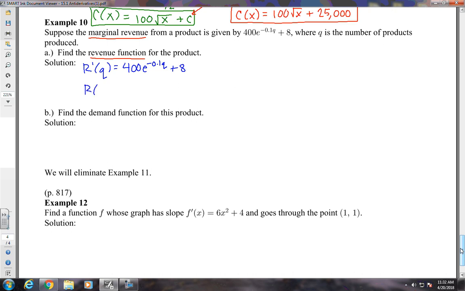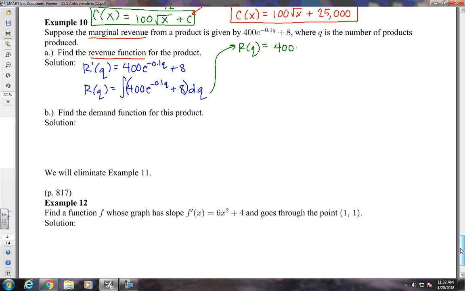So to get R of Q, we need to integrate 400 e to the negative 0.1 q plus 8. And this time we'll put a dq out there just to show that our variable of integration is q. Okay, so let's work on our antiderivative. When we integrate, we always filter that coefficient through to the antiderivative.